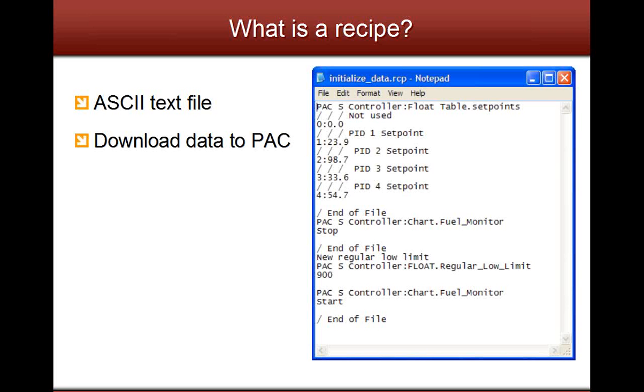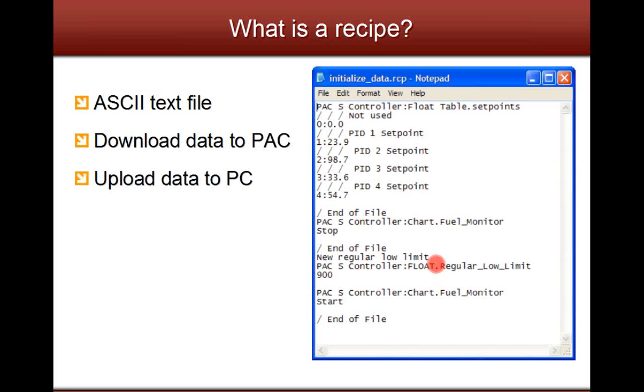In the example of the recipe file I've shown here, the recipe is used to initialize 4 set points in a table. Let me highlight that portion with my spotlight. So I'm initializing 4 elements in a table, and then I am also stopping the fuel monitor chart with this instruction. And finally, I'm initializing a single variable as well. This is something new in PAC Display 9. In previous versions, you could only write to tables. Now you can write to individual variables, so that makes things a little bit more convenient.